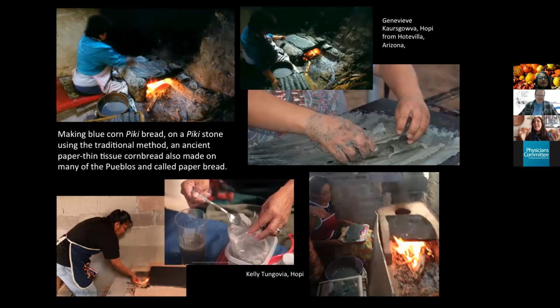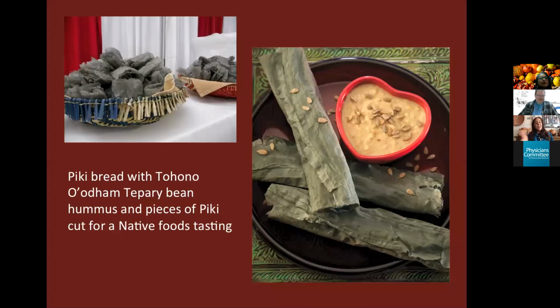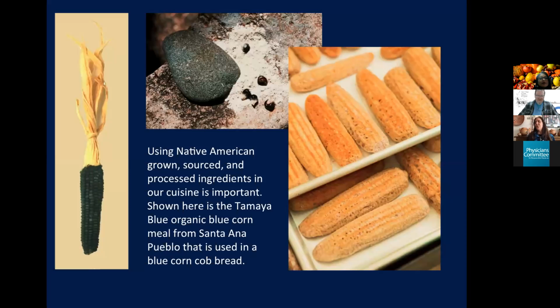And if you look back, this cornbread recipe goes back thousands of years. Cornmeal, culinary ash, and water. 3 ingredients. It's made on a stone. You can see the ladies making it here. And then we can eat it. I like to eat it with hummus. That's one of my favorite things. So this is that bean that I talked about earlier, the tepary bean with some of the piqui, and one of my favorite things. So again, using these ancestral foods for health and wellness.